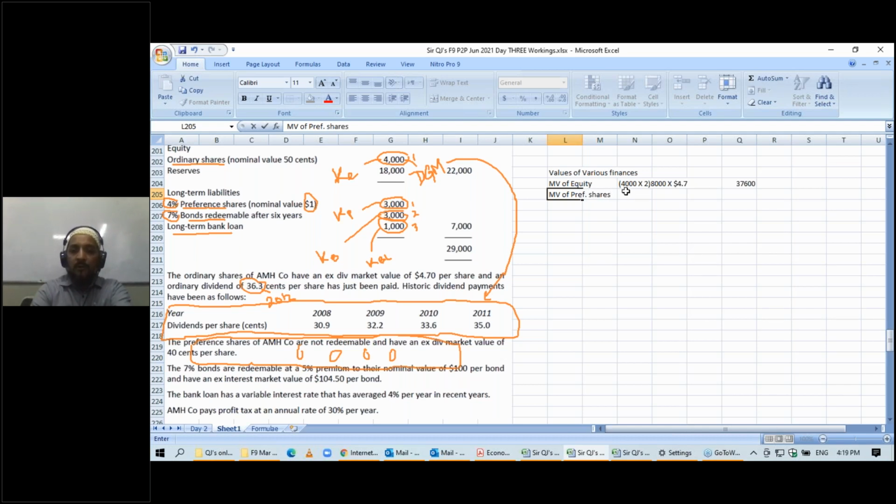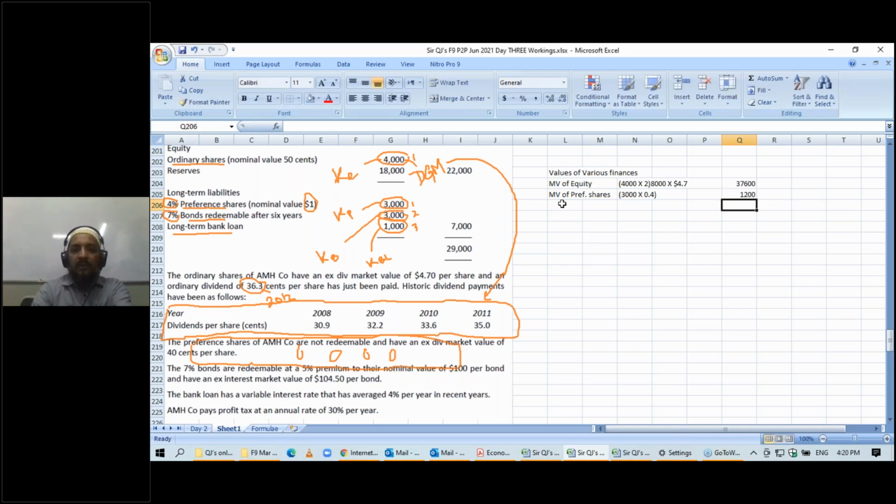The market value of preference shares: each preference share is worth $1 face value. So there are 3,000 preference shares as per the statement of financial position, and each preference share is 40 cents in the market as per the question. This has been given after the statement of financial position, after the dividends, where they give the market price of the preference shares. So this makes 1,200.